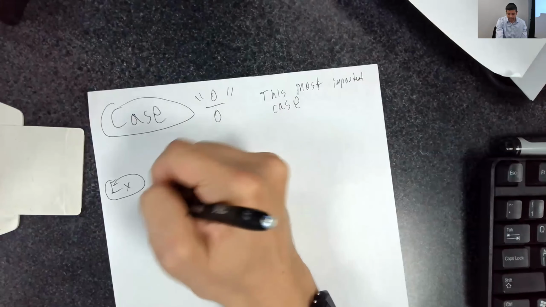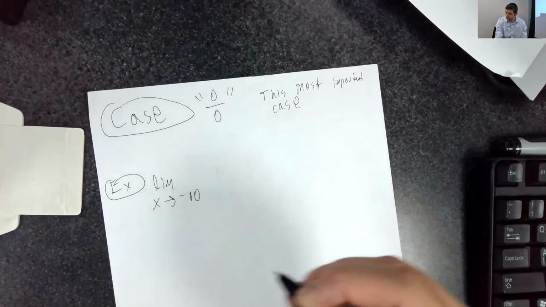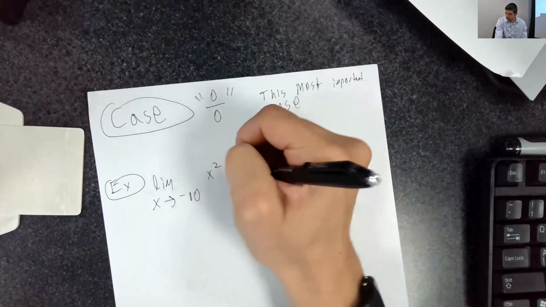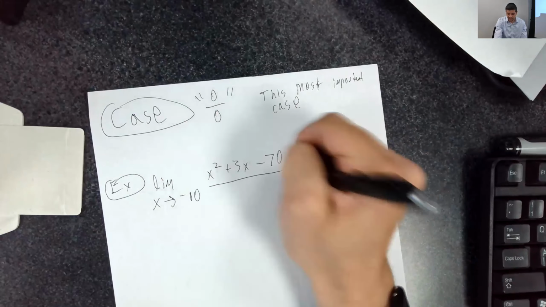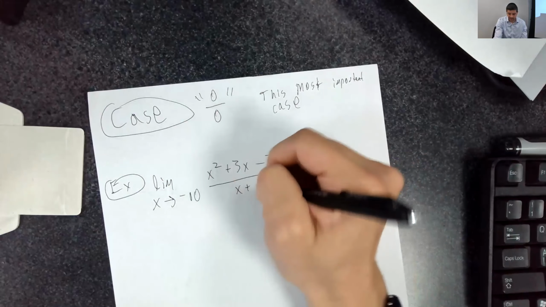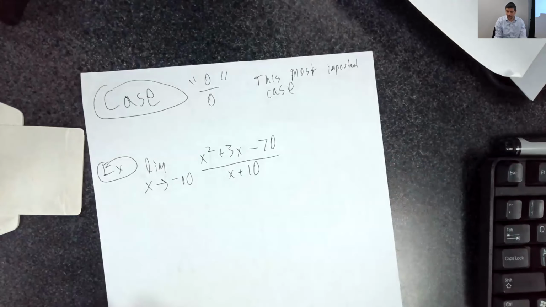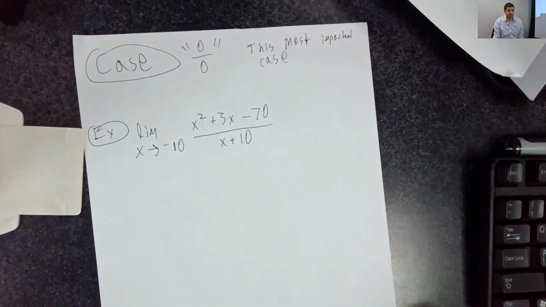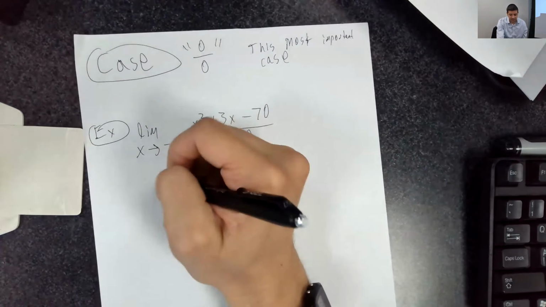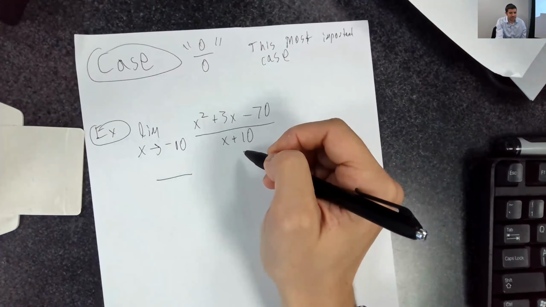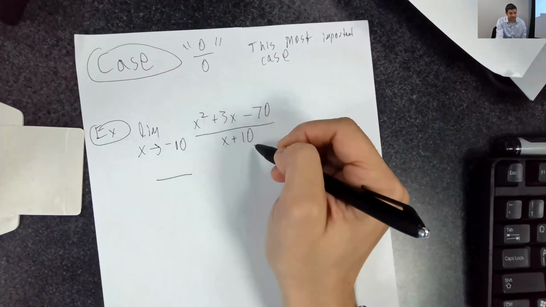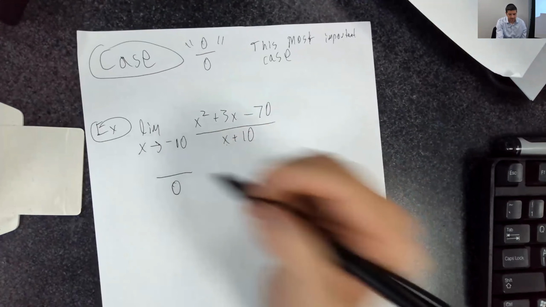Limit as x goes to -10 of x squared plus 3x minus 70 divided by x plus 10. Okay. Now, we always hope we get lucky, so we just plug it in and hope for the best. But if we plug in -10, what's the denominator? 0. -10 plus 10 is 0.